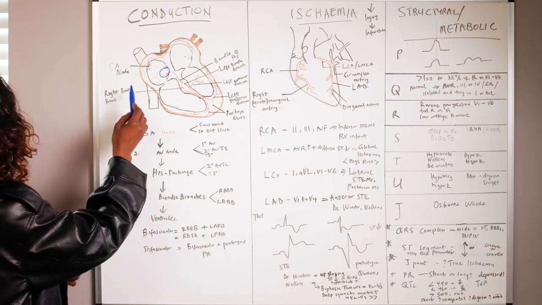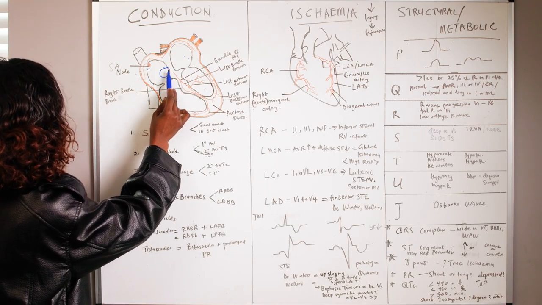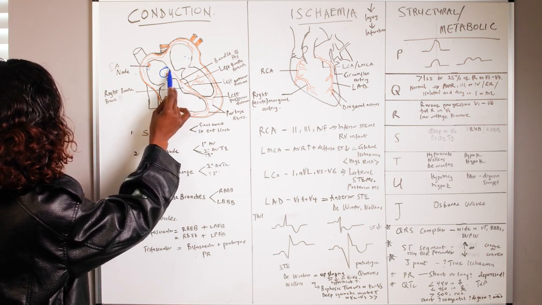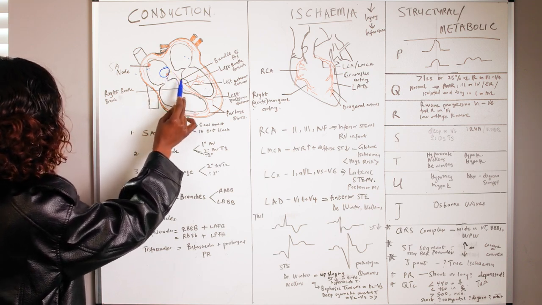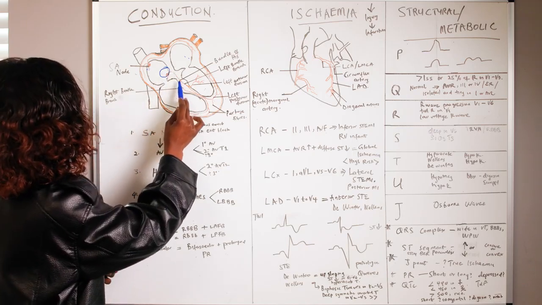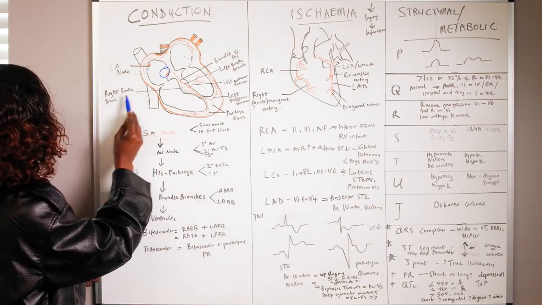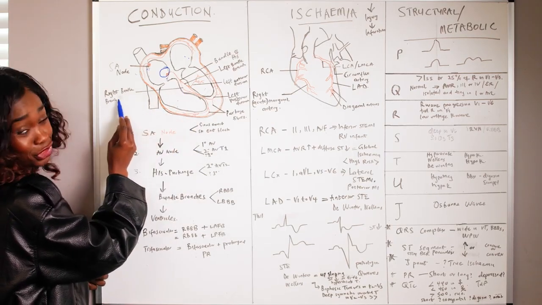Now, when these impulses go on from the node, they can travel as a bundle. And this is what the bundles are. Now, the bundle can be split into the two, and so this is where I labeled the right bundle branch.